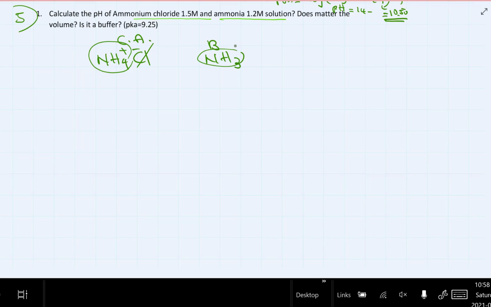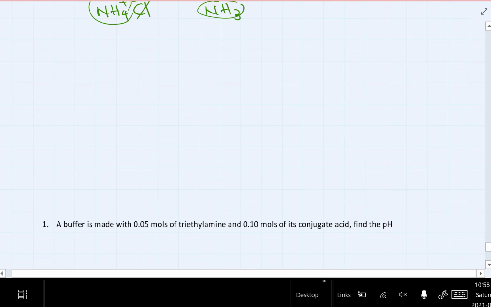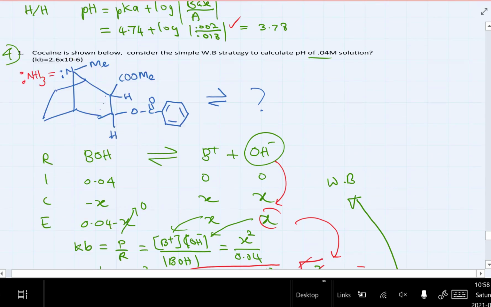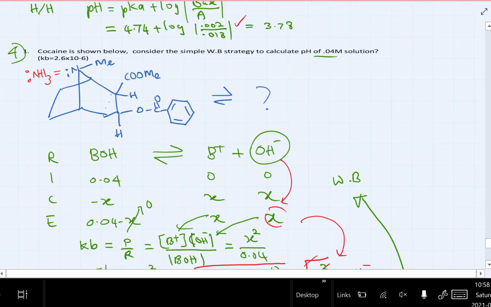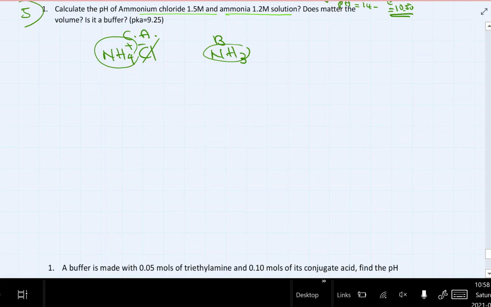And now we can write this ammonium and ammonia as a buffer, because the buffer has two components, a conjugate acid or a base of a weak acid or base, and its other component, acid or the base, right? So two components, weak acid or base with its conjugate component, it'll make the buffer system.